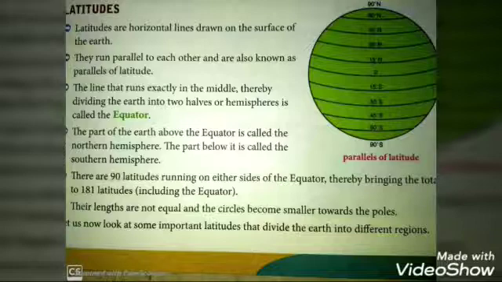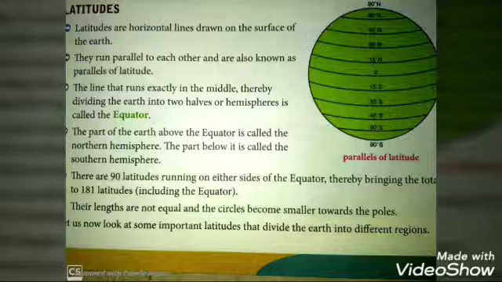Okay students, the part which is above the equator is called northern hemisphere, and the part which is below it is called southern hemisphere. There are 90 latitudes running on either side of the equator, thereby bringing the total to 181 including the equator. Means students, there are how many latitudes? 90 latitudes on each side, and when we count it together, 90 on one side and 90 on the other side, and also adding equator, the total becomes 181.